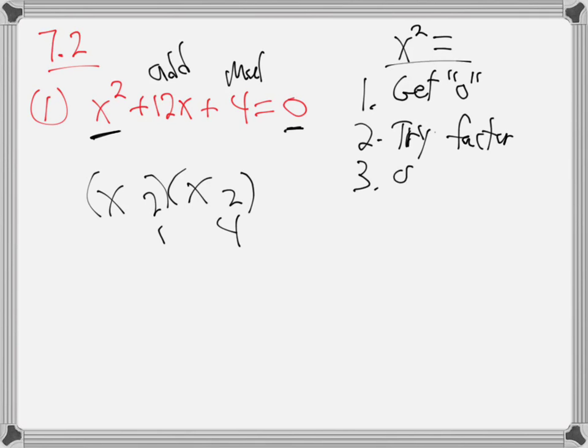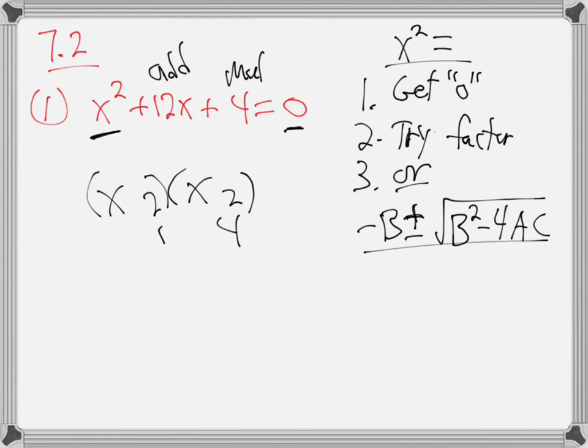I'll say, or if you can't factor it, or you just don't feel like factoring it, you can use the quadratic formula. Here it is. Negative b plus or minus the square root of b squared minus 4ac, all over 2a.